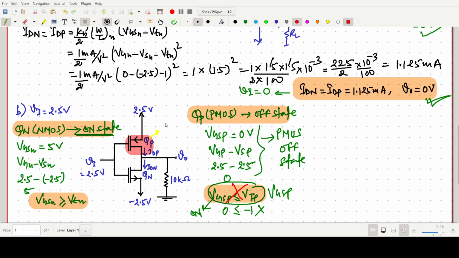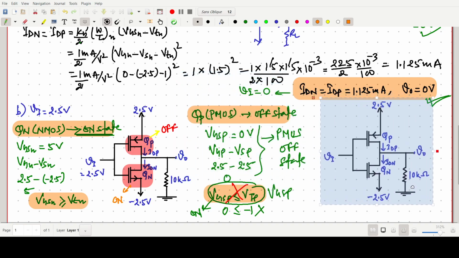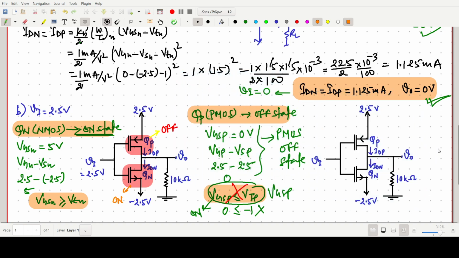Okay, this one is in the off state, and this one is in the on state. So if we read over the circuit, this one is a very good problem. We have to be very careful about the concepts. What we have observed is that there is no need for this transistor, so just remove it. This one is off, so better to discard all of this.